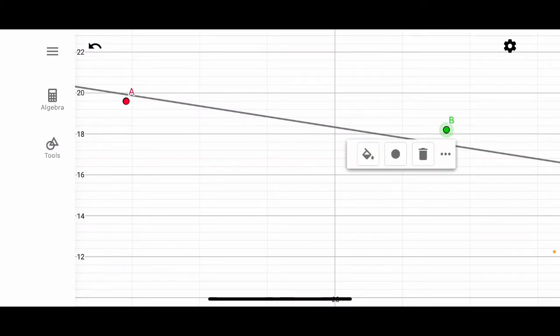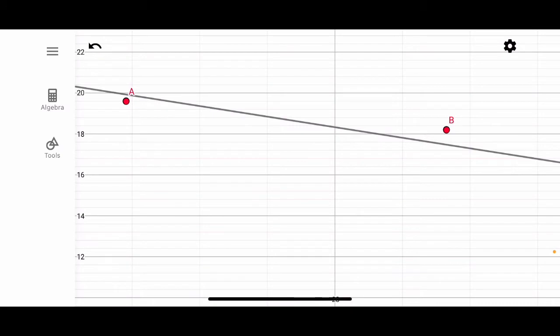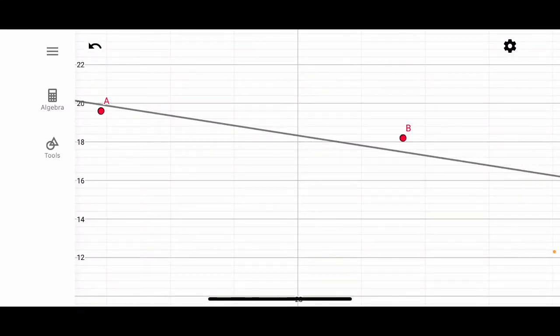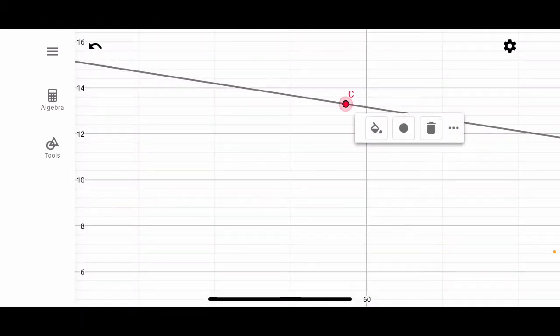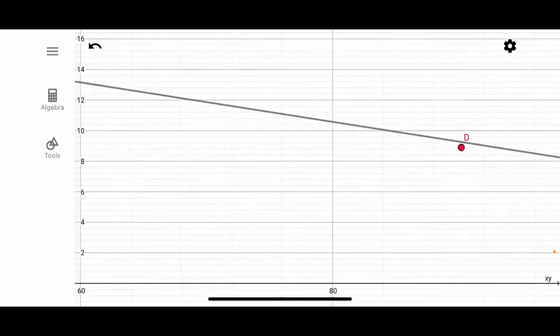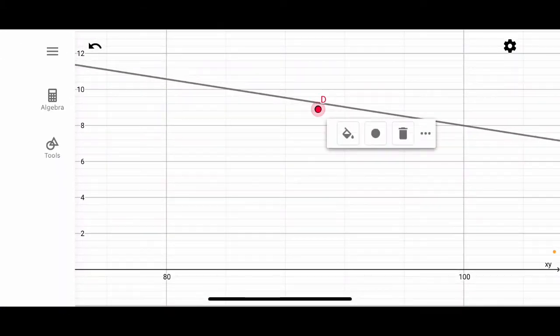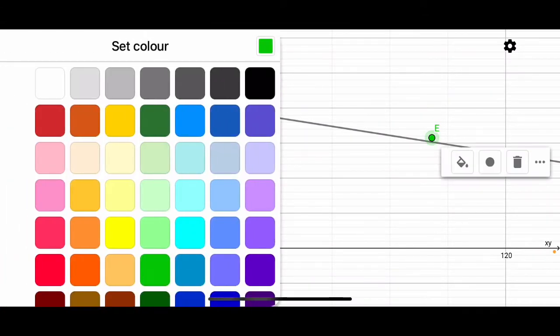Point A is below the line. Point B is above the line. These two are out, but they are one above, one below, so they are balanced. This point is on the line, exactly on the line. And this point is out, below the line.